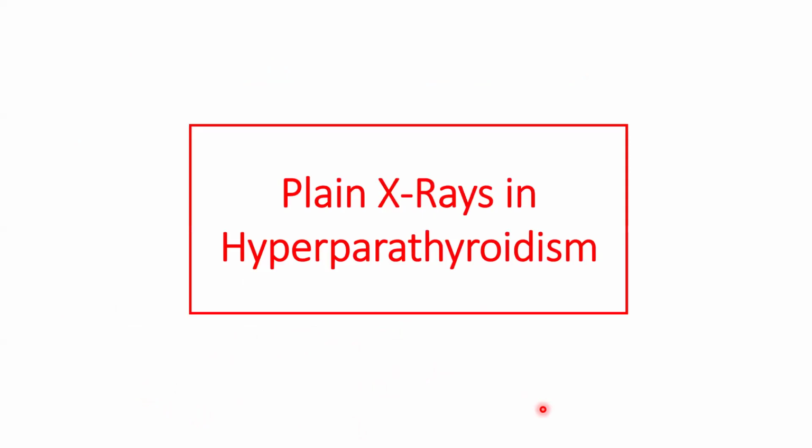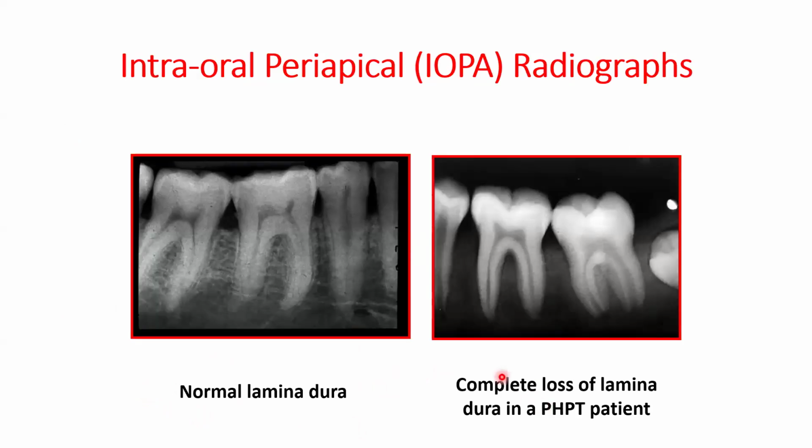So this is an intraoral periapical radiograph. This is the normal lamina dura, like in all of us. You see, the tooth is attached to the bony alveolar margin, right? And if you look closely, there is a white line. This white line, well circumscribed, is the lamina dura.